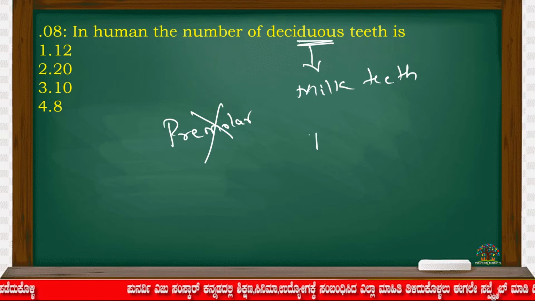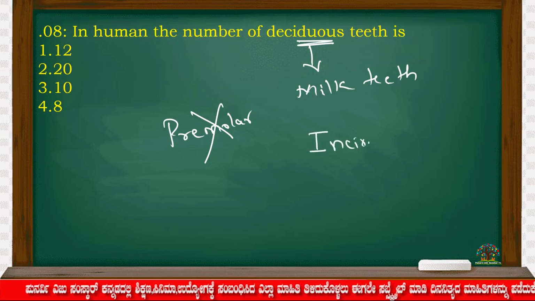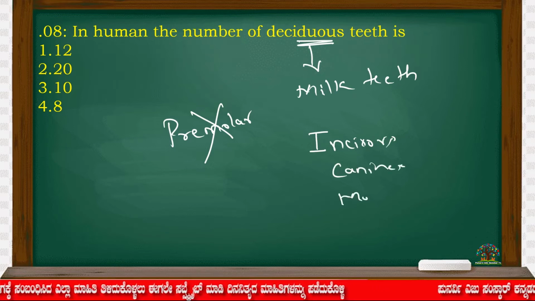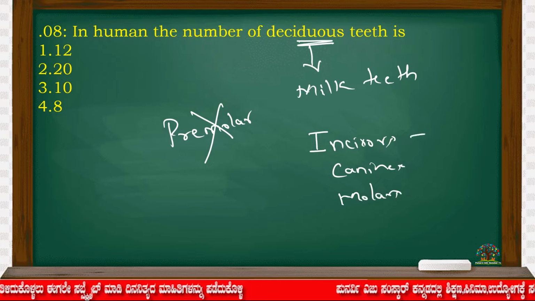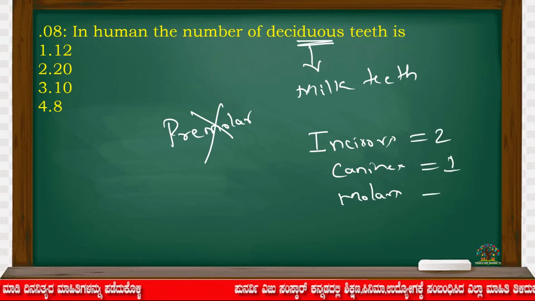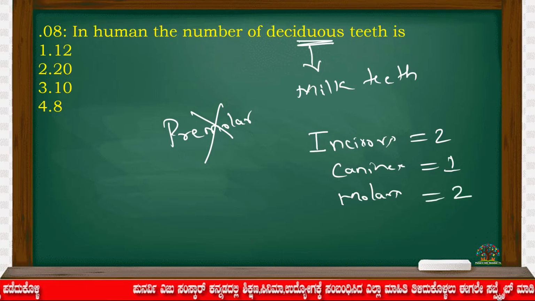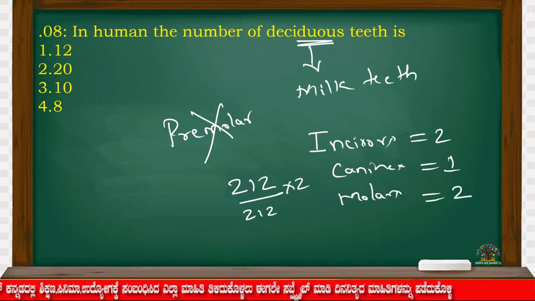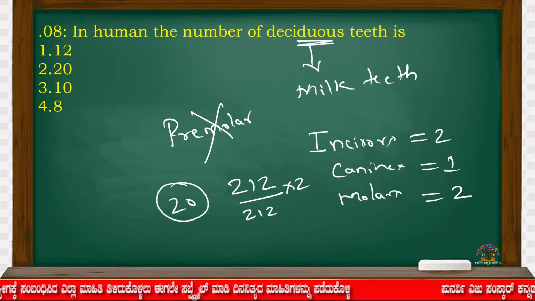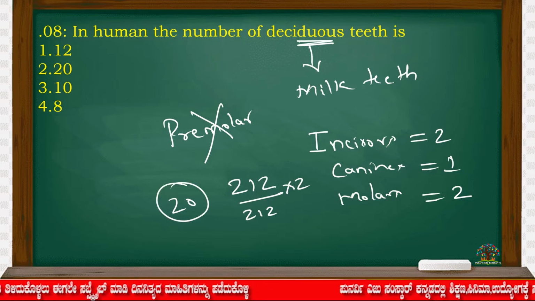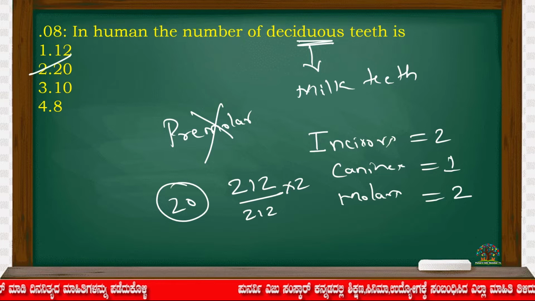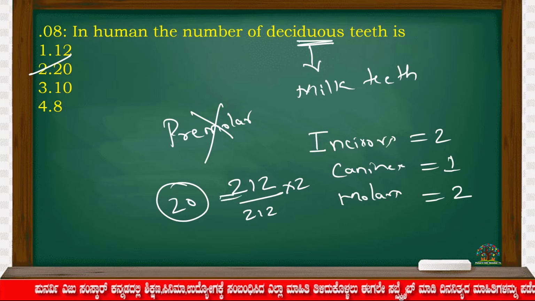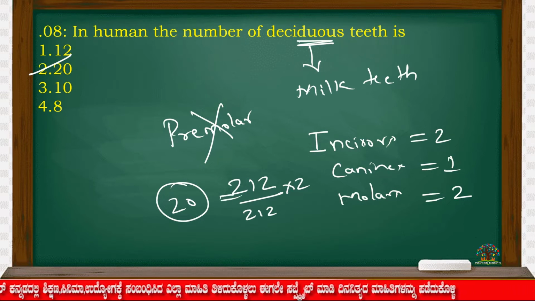So human beings during the milk teeth condition will have incisors, canines, and molars. Incisors would be 2 in number, canines would be 1 in number, and the molars would again be 2 in number. So the dental formula would be 212 by 212 into 2 sets. That is nothing but 20. Do you find any option which says 20? Yes, option number 2, which says in the human being the number of deciduous teeth or the milk teeth is 20. By the simple calculation, we can solve this problem.